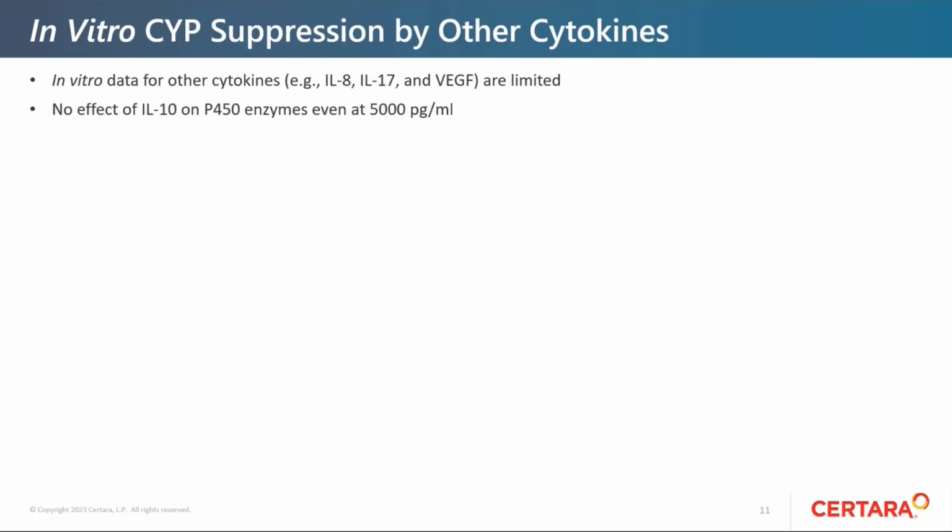For other cytokines, in vitro data are very limited. Currently, there are no in vitro data available in the public domain regarding CYP suppression by IL-8, IL-17, and vascular endothelial growth factor, the VEGF. And there's one sentence mentioned in one of the papers that in vitro studies in human hepatocytes reveal no effect of IL-10 on CYP enzymes even at 5,000 picogram per mil. However, data were not shown in the paper, and it's mentioned as internal data by Amgen.